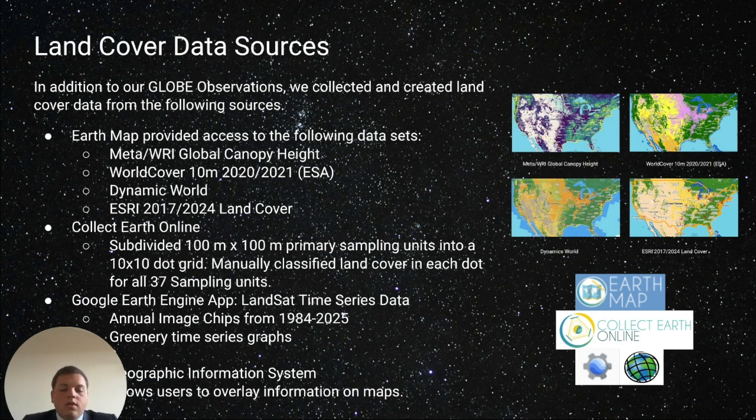We also used a Google Earth Engine app called Landsat Time Series Data, which gave us access to annual image chips from 1984 to 2025, and also greenery time series graphs. And then finally, we used ArcGIS, which is a geographic information system, which allows users to overlay information onto maps.